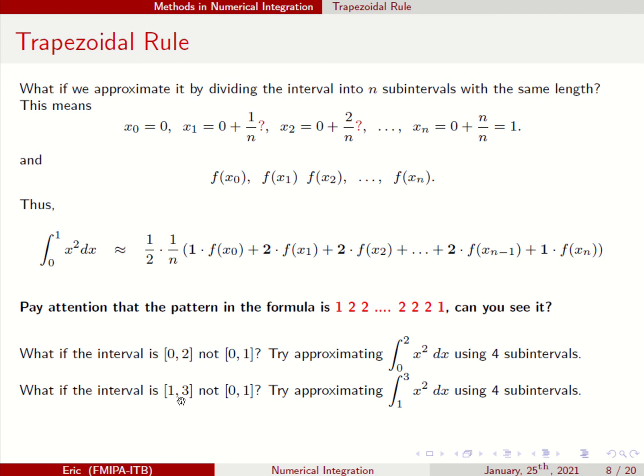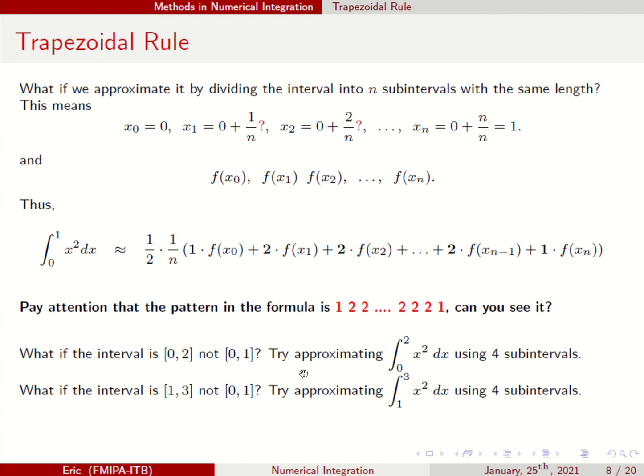From 1 until 3, the length is 2. From 1 to 3, the length is 2. I want to divide into 4 subintervals. So what is the length of the subinterval? Very good. 3 minus 1 divided by 4. That is 1 over 2.